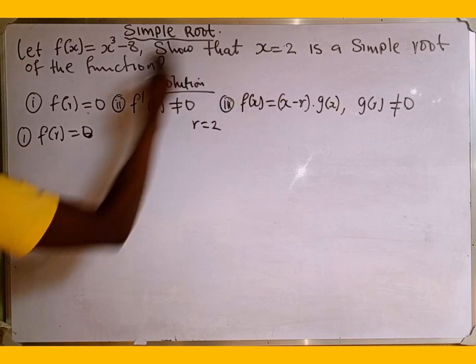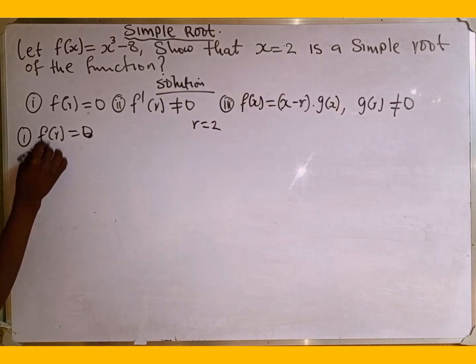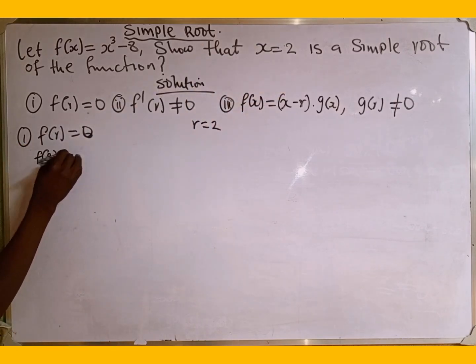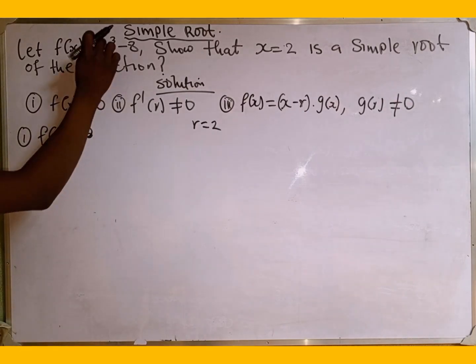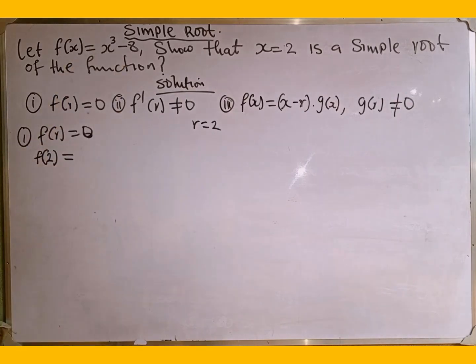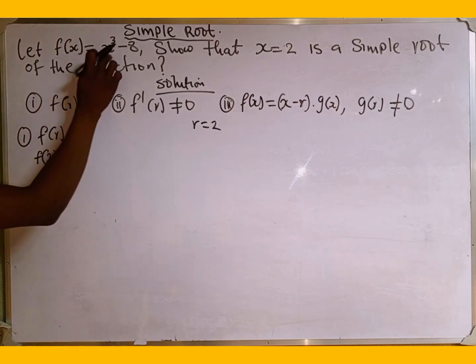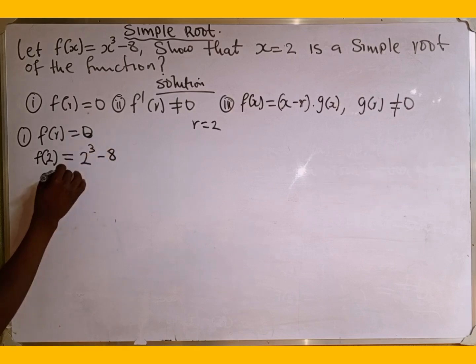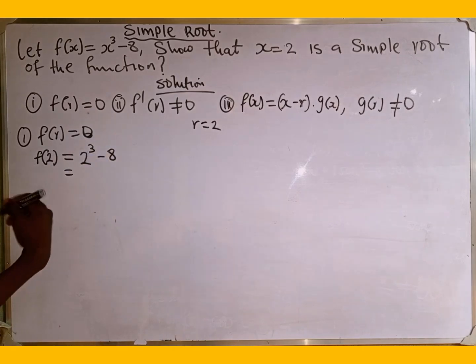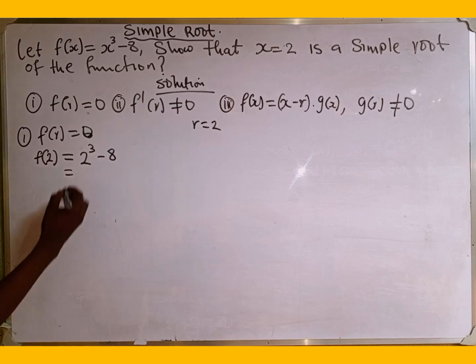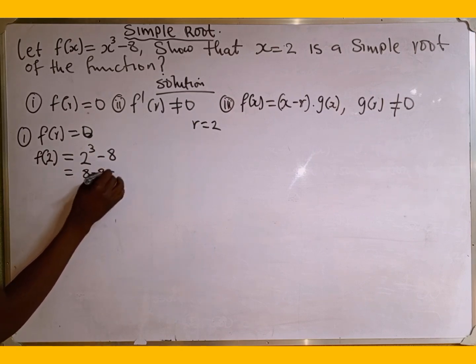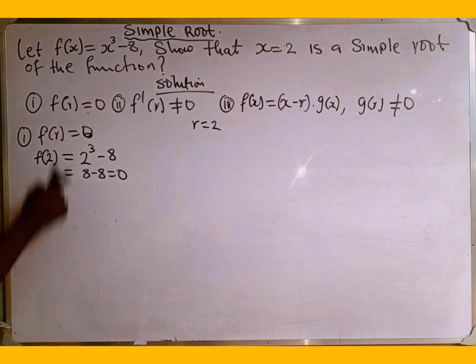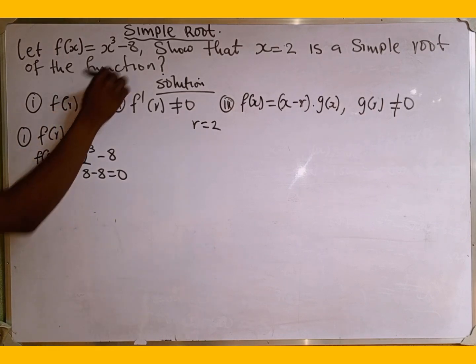Condition number one says f of r is equal to 0, and r is equal to 2 from the question. So f of 2 is equal to, anywhere we see x in the function, we substitute r, which is 2. So the first one is 2 cubed, then minus 8. 2 cubed means 2 multiplied by 2 multiplied by 2, which gives us 8, minus 8, which is equal to 0. Therefore, the first condition is satisfied.